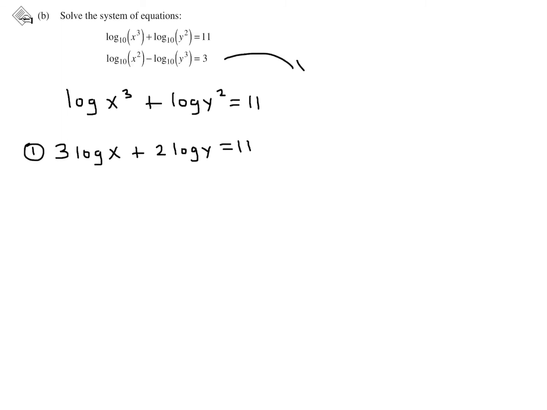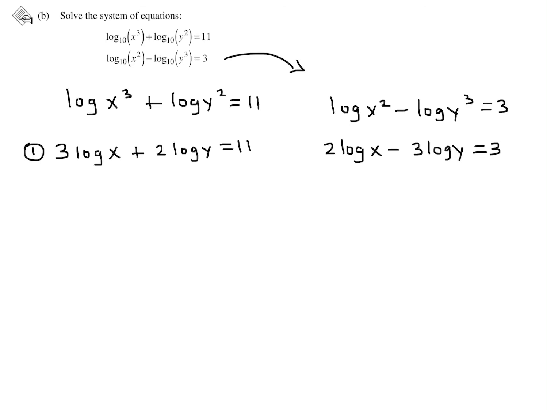And then from my second equation, I get log x squared minus log of y to the third is equal to 3. And very similarly, log of x minus 3 log of y is equal to 3. And I'll call this equation 2. All right? Now I just manipulate these two equations and try to solve for x and y. So I think if I take 2 times equation 1 and subtract from it 3 times equation 2, it will help me get rid of the x's.